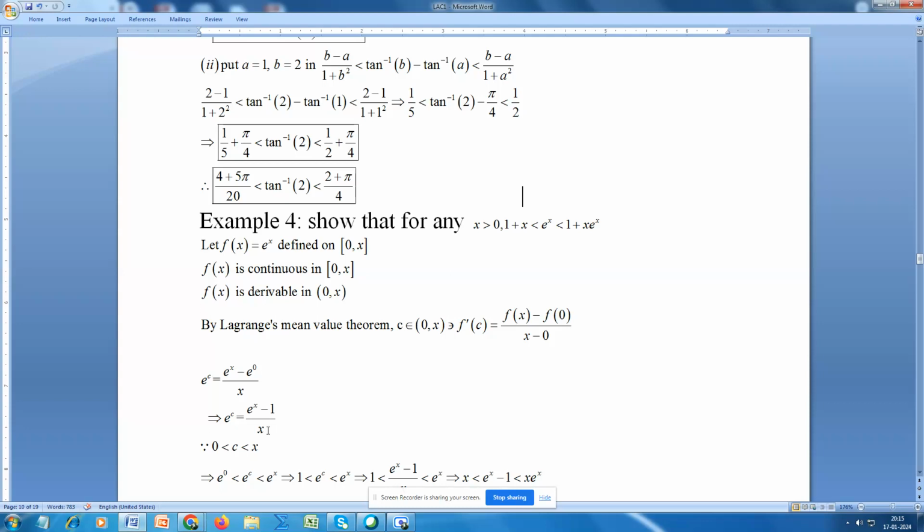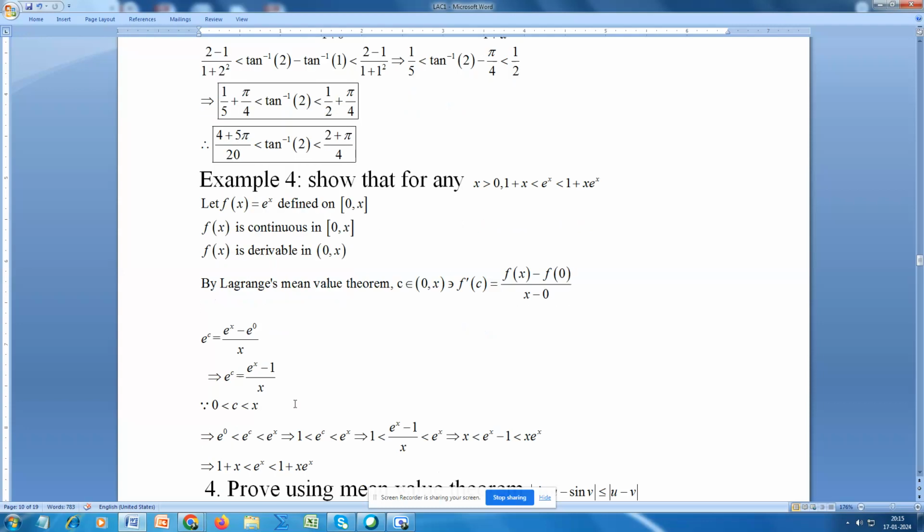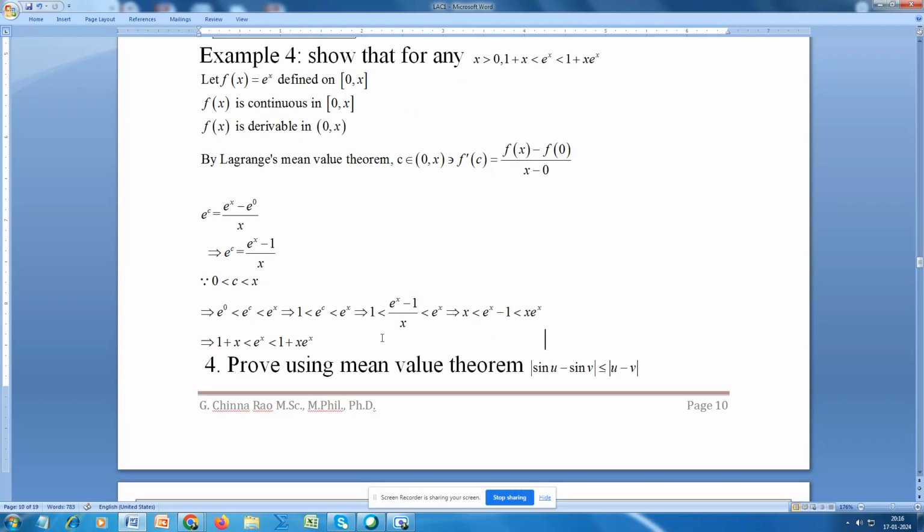Now e power x minus 1 by x, since 0 less than c less than x, e power 0 less than e power c less than e power x. E power 0 is 1, so 1 less than e power c less than e power x. We know that e power c is e power x minus 1 by x. You put it here. Now multiplying with x on both sides, you get this. Now adding 1 on both sides, 1 plus x less than e power x minus 1 plus 1 less than 1 plus x e power x. You have the result.